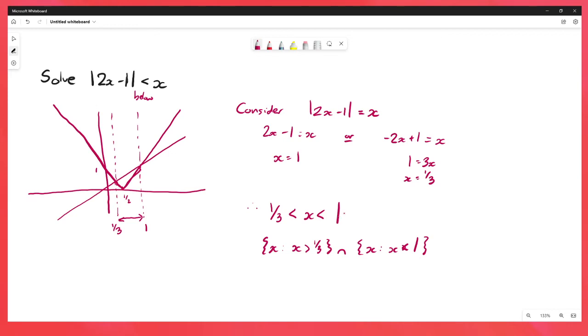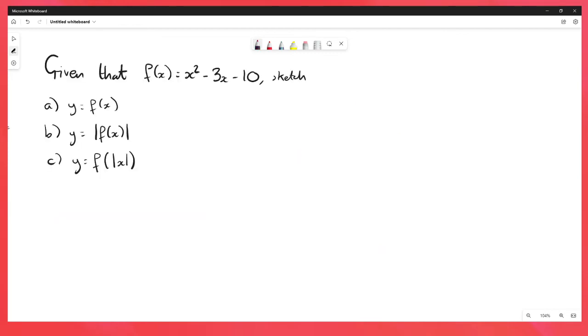Now, the last thing we're going to do in this video is a little bit away from solving equations and inequalities. It's actually going to link with transformations, which are going to be a few videos in the future. And that's how you apply the modulus transformation to graphs. So this is the example we're going to look at here.